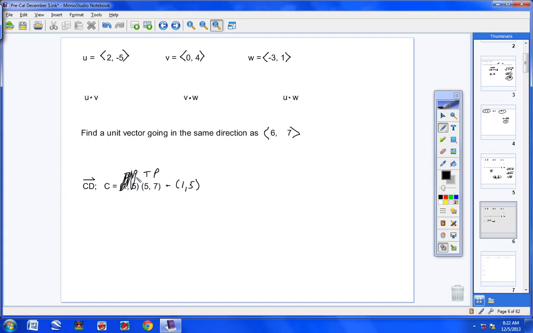So I'll kind of cross that off. And we're going to get out this right here. 5 minus 1 is 4. 7 minus 5 is 2. So there, you took CF and you wrote it in component form.